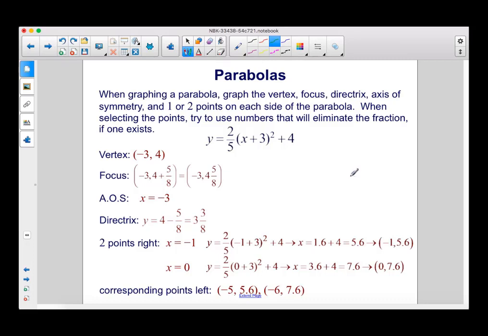When graphing a parabola, graph the vertex, focus, directrix, axis of symmetry, and 1 or 2 points on each side of the parabola. When selecting the points, try to use numbers that will eliminate the fraction if one exists.